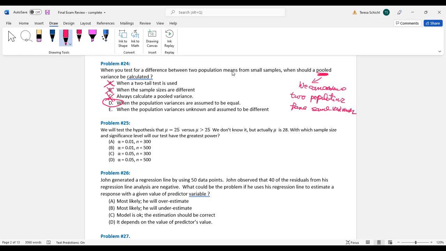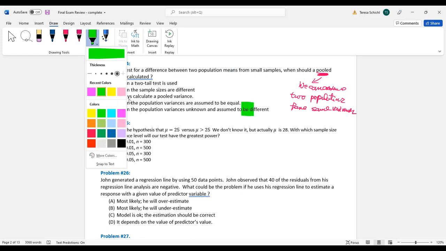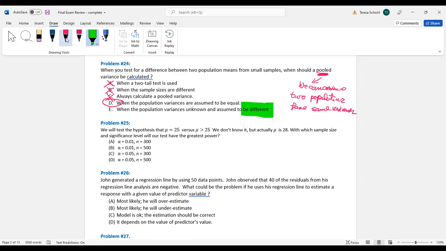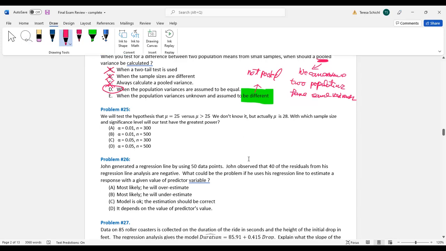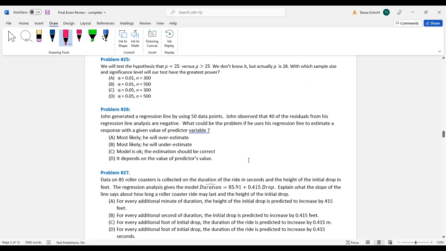Let's see what is wrong with E. When the population variance is unknown, both are unknown, but here it is assumed to be different. If you assume they are different, then you are going to use the non-pooled. So the answer is D here. All right, let's take a look at number 25 here.